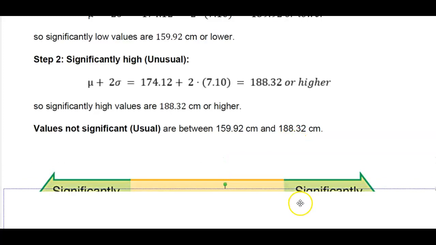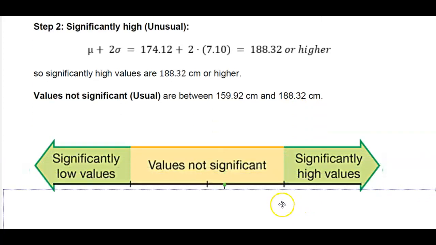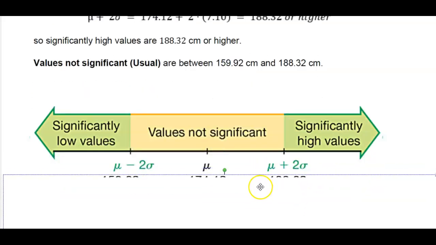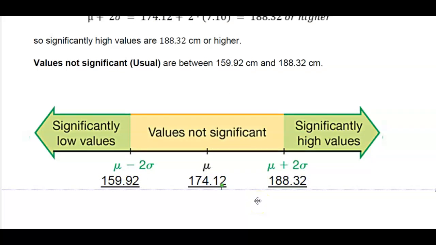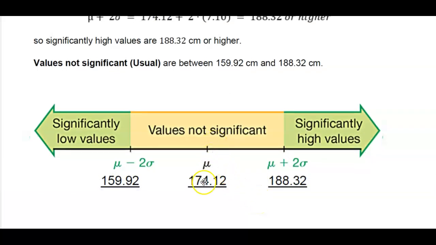So let's take a look at this. Again, remember that we have values that are not significant, significantly low values, and significantly high values. What do we know? We know that the mean is 174.12. We know that 2 standard deviations below the mean was 159.92, so anything below that is significantly low. Over here, 188.32 is 2 standard deviations above the mean. Anything beyond that to the right is significantly high. And the values in between are not significant.